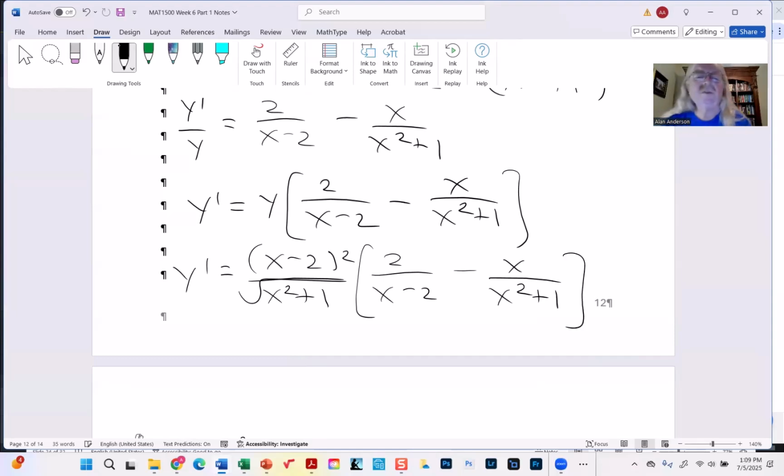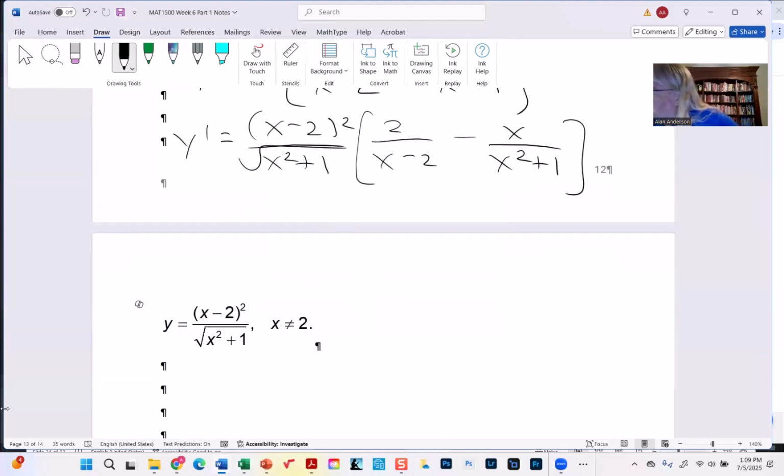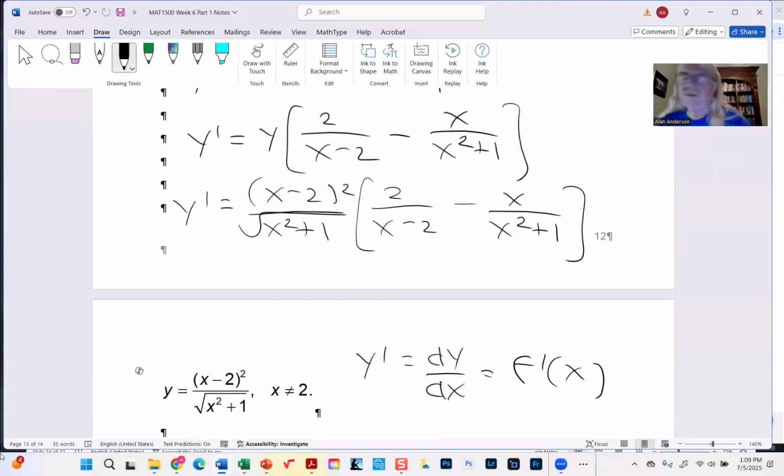And then you can multiply it out if you want to, but you can just leave it like this. So this is our final result. And keep in mind again that y prime is just one of the ways of expressing a derivative. y prime equals dy/dx, which in turn can be written as f prime of x. It's all the same thing. So this is our ultimate answer.